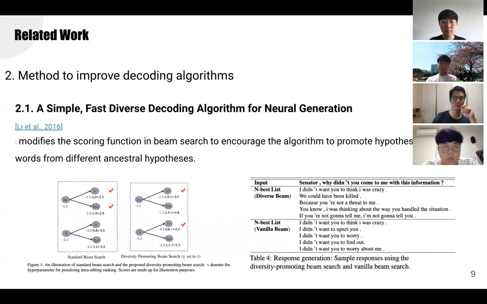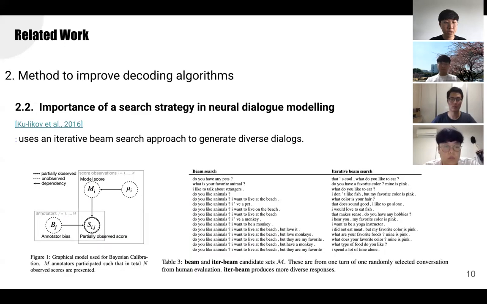And the second branch is a method to improve the decoding algorithm. This paper encourages algorithms to modify the core function in the beam search to generate translations that contain various words. And this paper used repeated beam search to generate various translations.